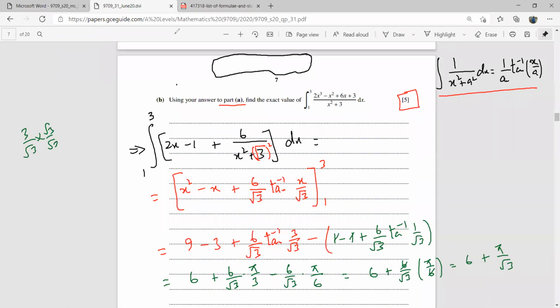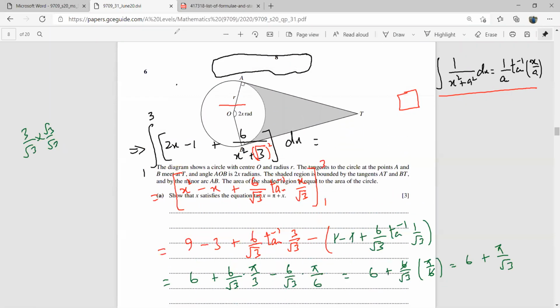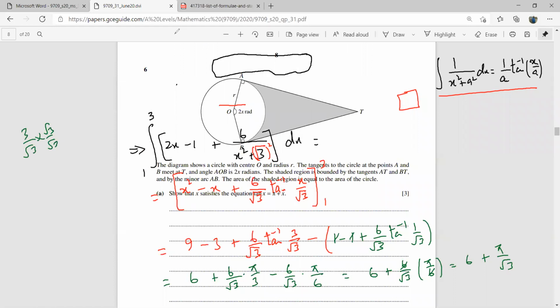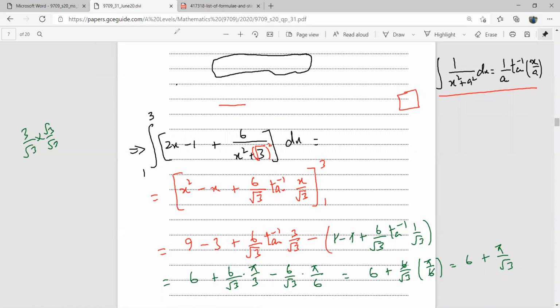So this was the fifth question. We shall go to the sixth question in our next segment. Is there any question? If there is no question, we can move on to the next segment then.